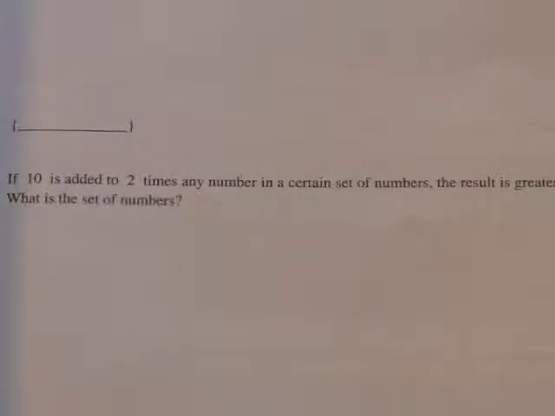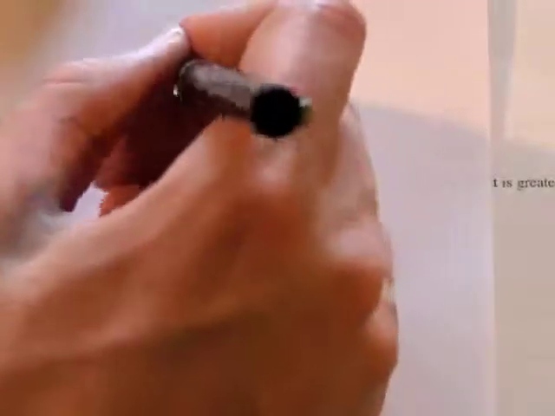Well, the first thing you need to do, just like a word problem that involves an equation, is set this inequality up. That's the hardest part and the main key. So once you do that, it's pretty easy. So if 10 is added to 2 times any number, okay, so we know we're going to be adding 10. So let's just put a plus 10 here. Plus 10, it's going to be added to 2 times any number in a set of numbers.